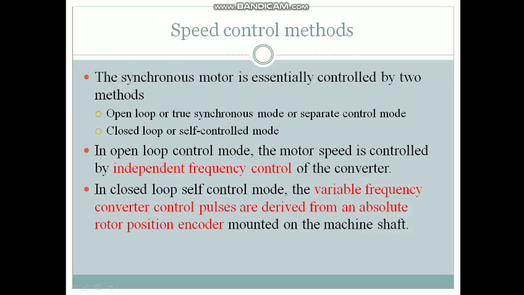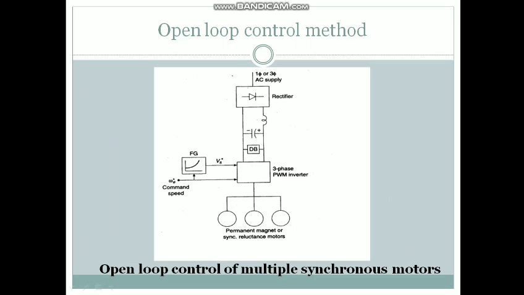In open loop control mode, the motor speed is controlled by independent frequency control of the converter. So by changing the frequency, we can change the motor speed. In the second method, the closed loop method, the variable frequency control pulses are derived from the rotor position. Based on the rotor position, we give the pulses and change the speed of our motor. The first method is the open loop control method.